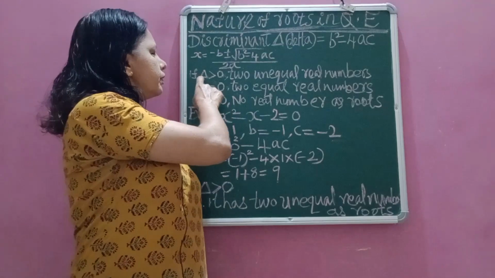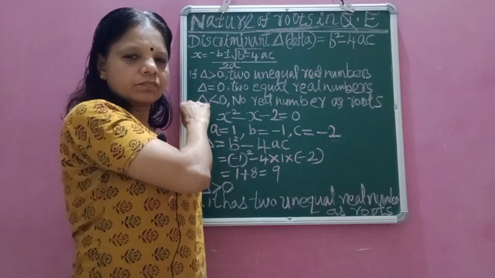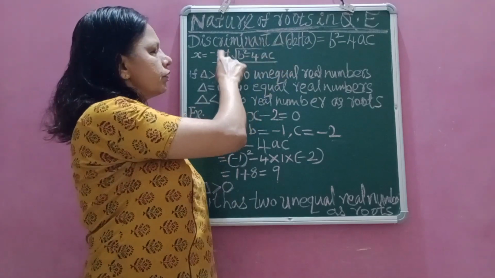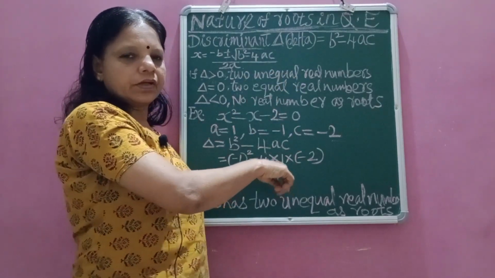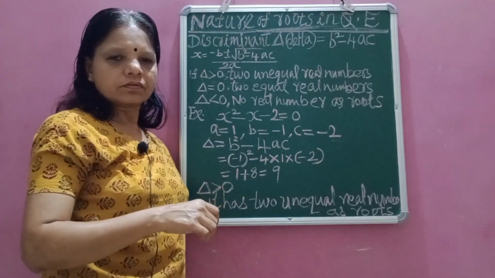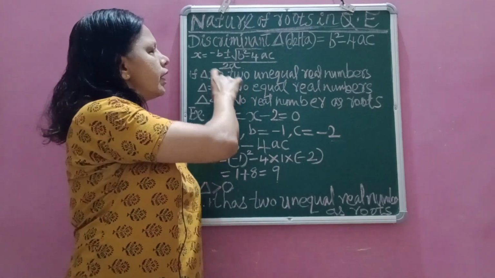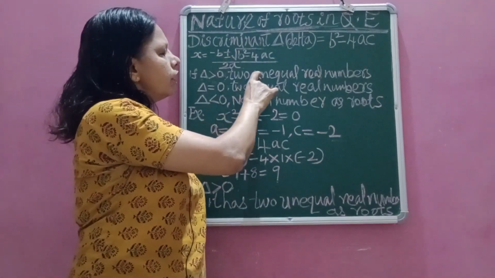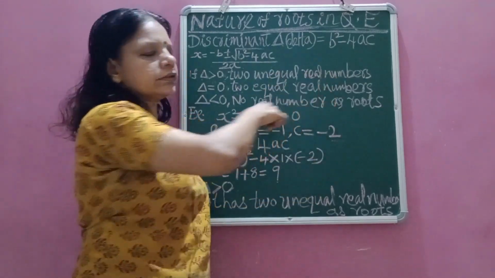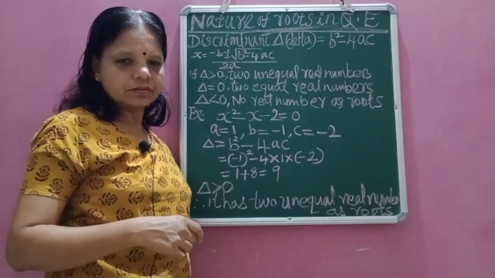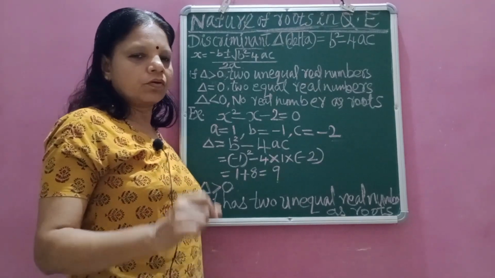Now, if delta or discriminant is greater than 0, means what? Positive. When you find the square root, we will get a positive value. b square minus 4ac is positive. Then you can find the square root as a real number. So as per the formula, we will get two unequal, unequal means different, two different real numbers as roots, when b square minus 4ac is greater than 0 or positive.